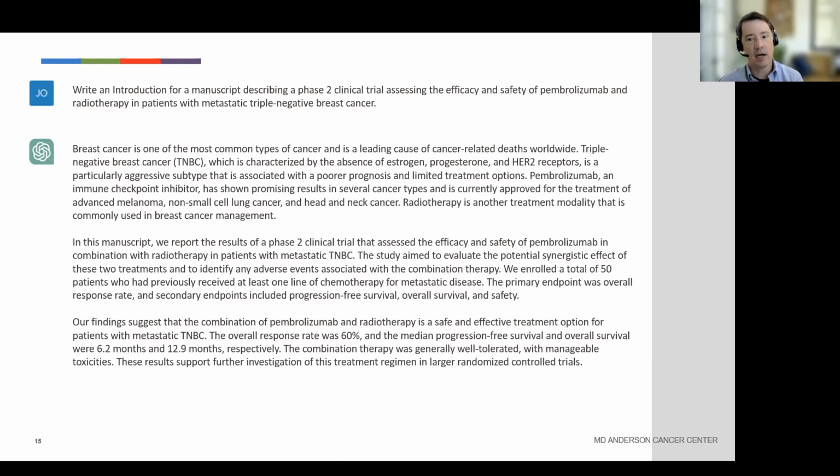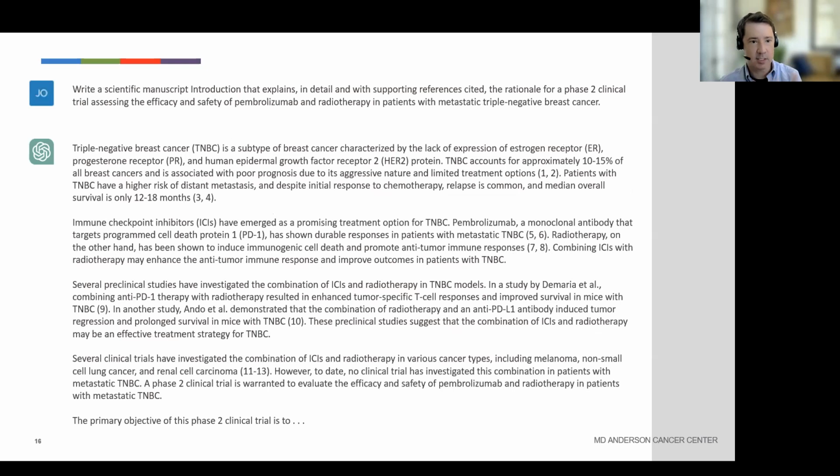But to give you an idea of how you might use it, I also did this. This time I queried it with the same basic instructions, except I added some caveats. I asked for details, I asked for supporting references, and I asked it to give a rationale. So not just give me an introduction section, but actually give me one that provides a rationale. And you can see that the result is a much more detailed, in-depth introduction section. It's not perfect. It still has limitations.